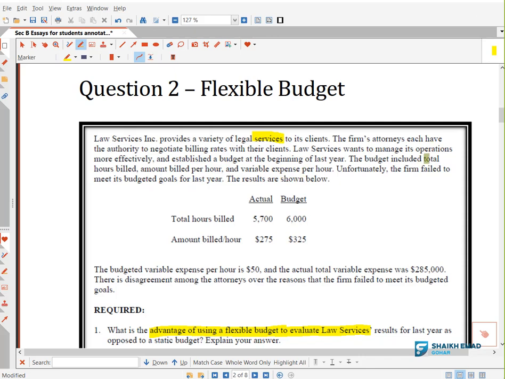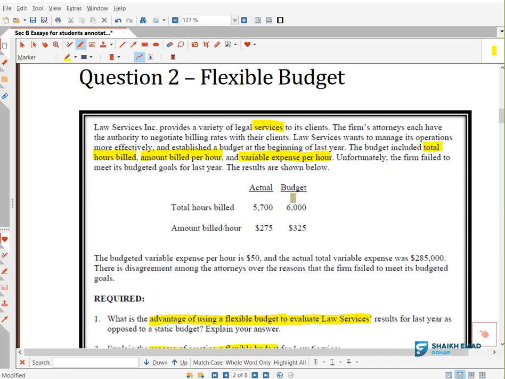The budget included total hours billed, amount billed per hour and variable expense per hour. It means there are 3 things. Total hours billed, amount billed per hour and variable expense per hour. Very simple budget. Okay, 3 elements are there. Unfortunately, the firm failed to meet the budget and the results are below. So they budgeted that they will give service for 6,000 hours to the clients. But actually they were only able to serve for 5,700 hours.